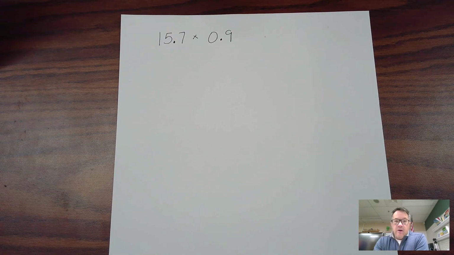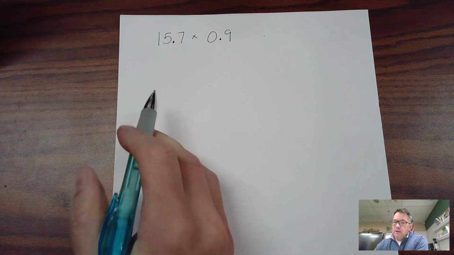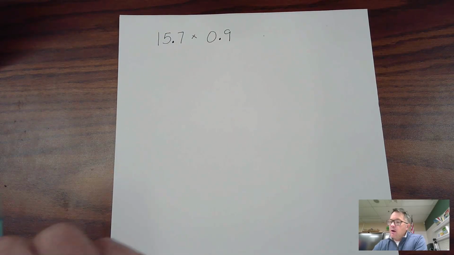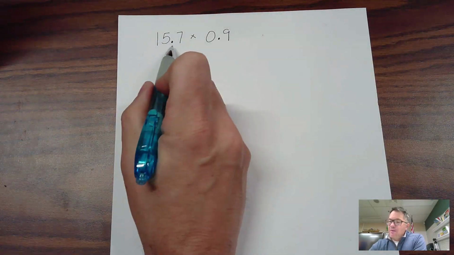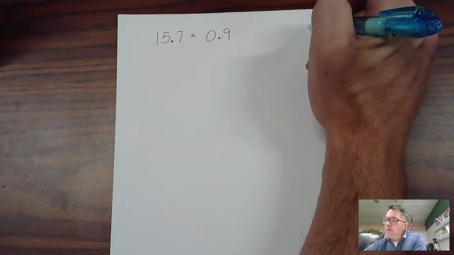So here we're going to take a look at how to multiply two decimals together using our knowledge of place value to help us. When I look at this problem of 15 7/10 times 9/10, I want to think of this 15 7/10. I'm going to round that up to 16, and 9/10 is around 1. So over here I'm going to do an estimate.